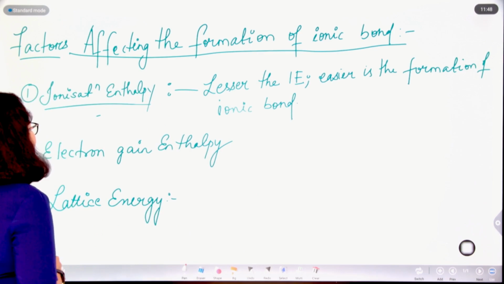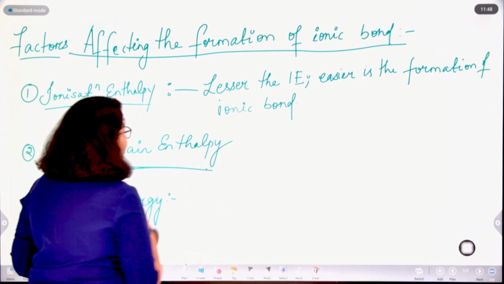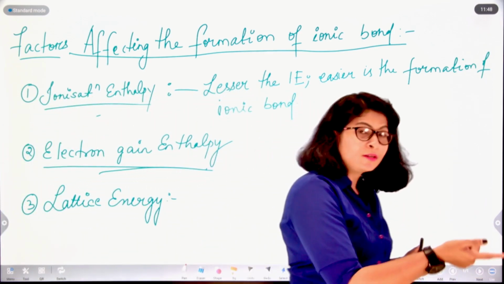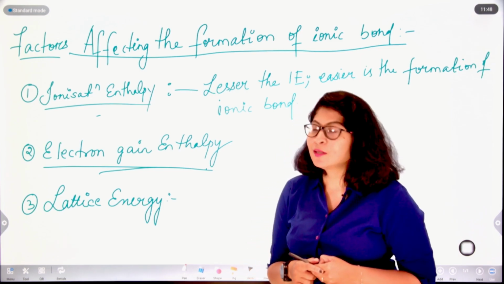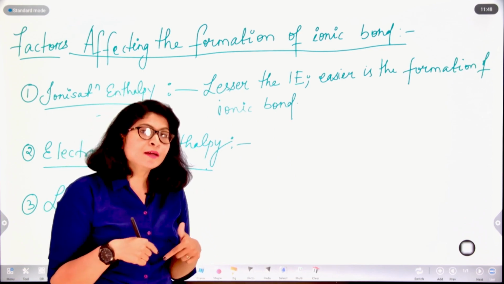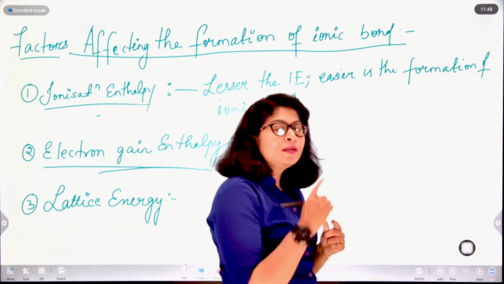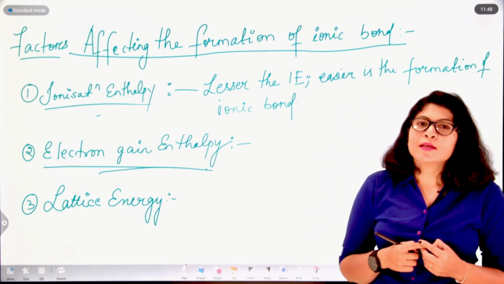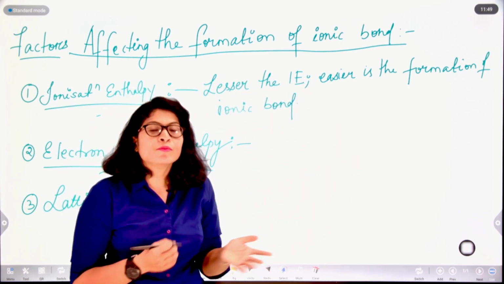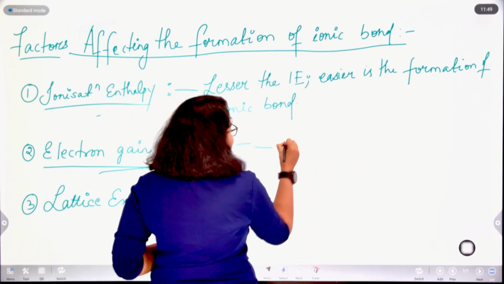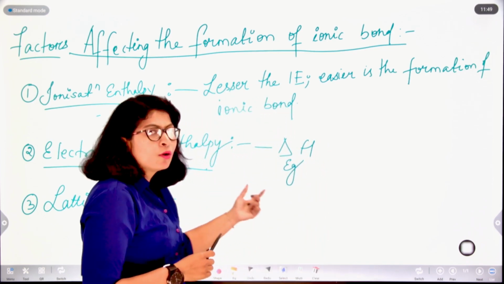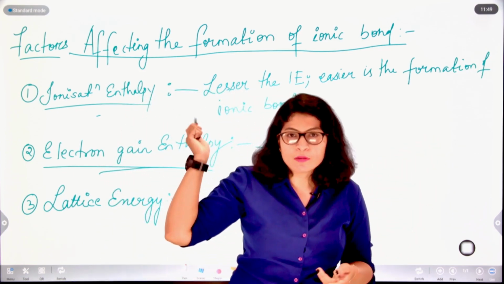Next we see electron gain enthalpy. What was electron gain enthalpy? It is the amount of energy released by the atom when it gains one electron. Now again, I said energy is inversely proportional to stability. So if more energy is released, or I can say the more negative the value of electron gain enthalpy, stronger will be the ionic bond.